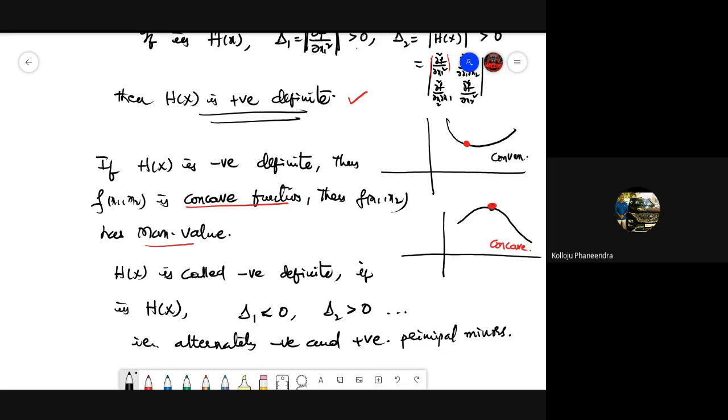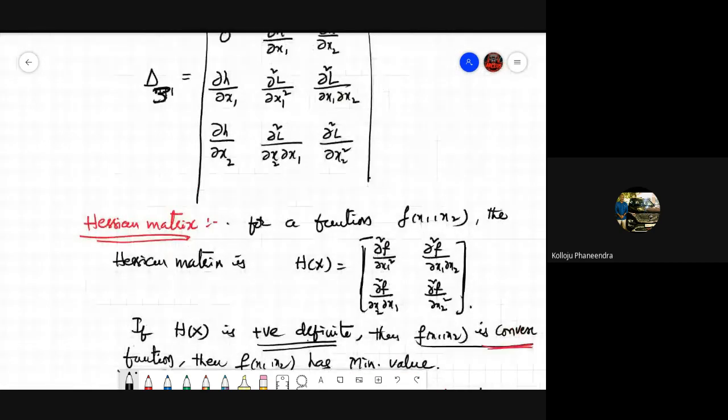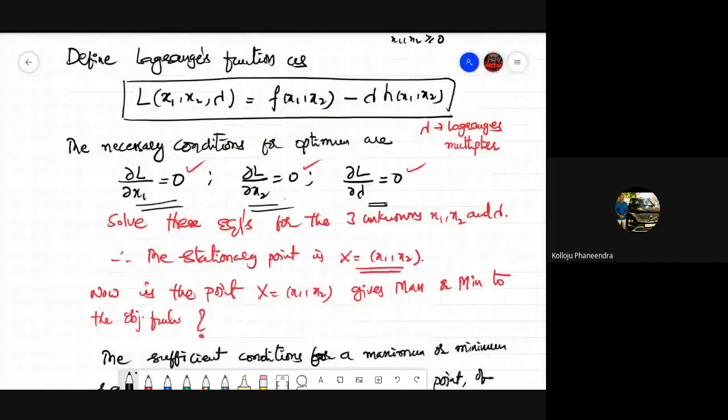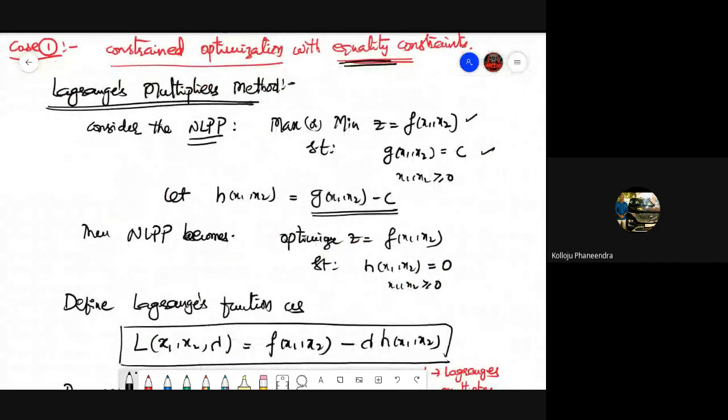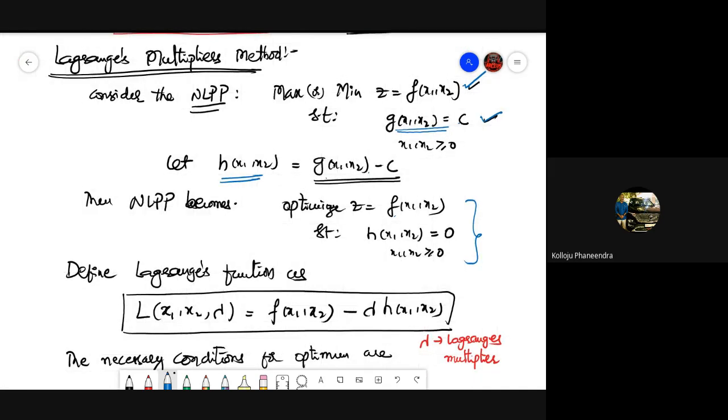This is the process for one equality constraint. Once again, I'm telling you, now this is the problem. This is the nonlinear problem with only one equality constraint. Then how to apply the Lagrange's multipliers method? First take this c to this side, then g minus c, let it be h, another function. Then the NLPP can be written as optimize z equals f of x1, x2 subject to the constraint, only one constraint, h of x1, x2 equals 0, and x1, x2 greater than or equal to 0.